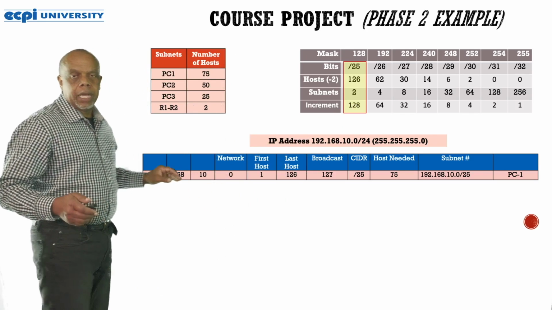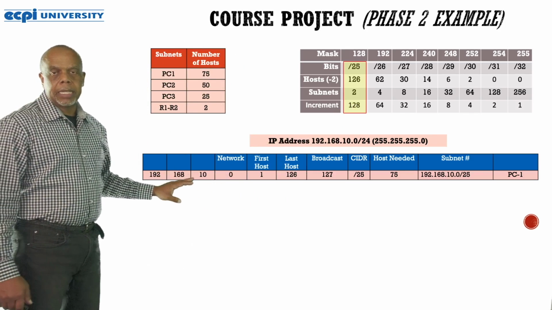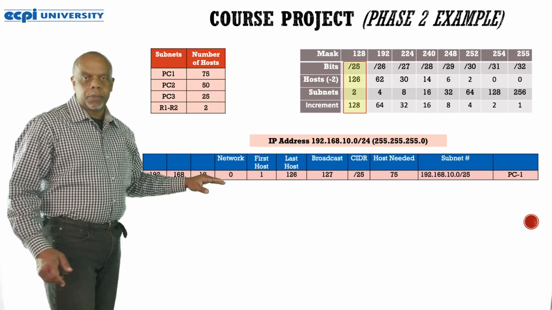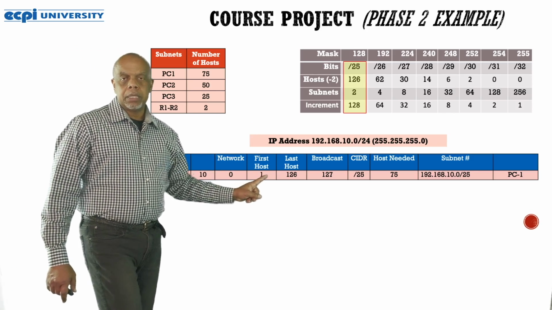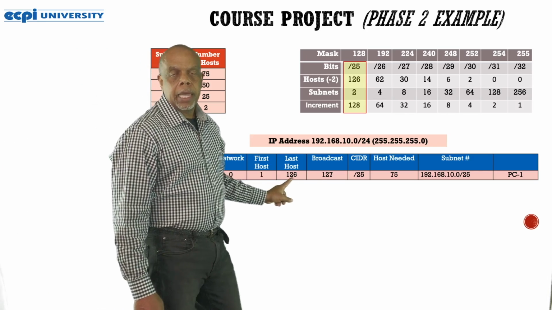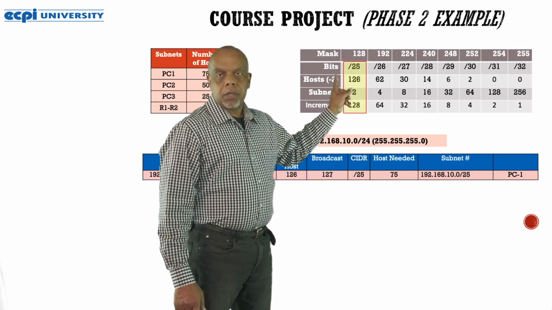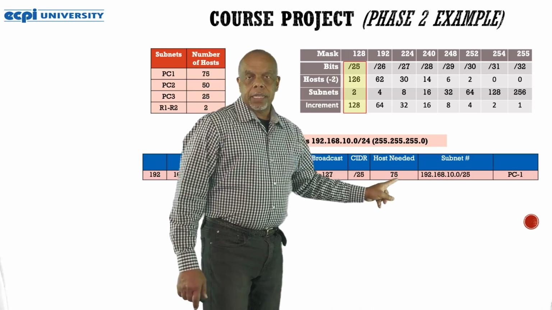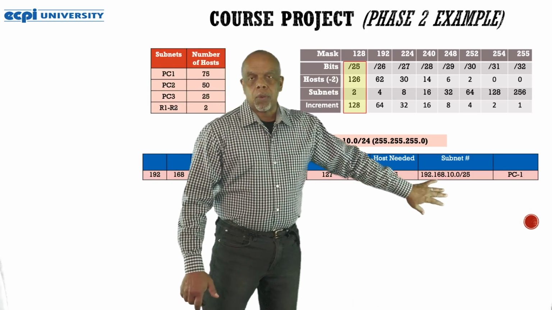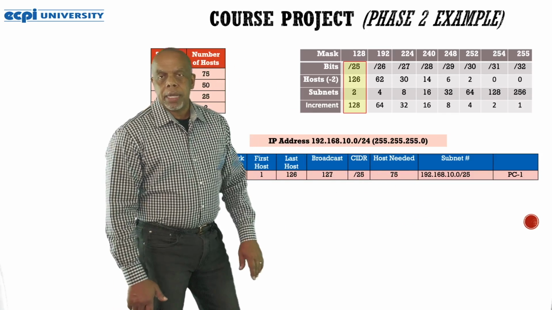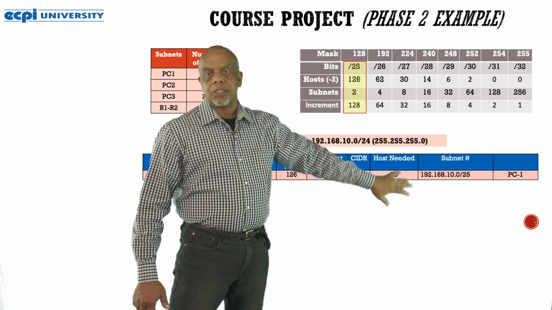So with that said, now I know what my network ID is going to be, 192.168.10.0, because that's where I'm starting from. So it's from 0. First assignable is going to be 1. The last assignable is what? 126. Broadcast is going to be 127. And that gives me the CIDR of 25. So I needed 75. I got 126. I'm good to go. And like I said, my network ID is going to be 192.168.10.0 with a CIDR of /25.